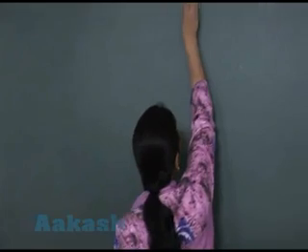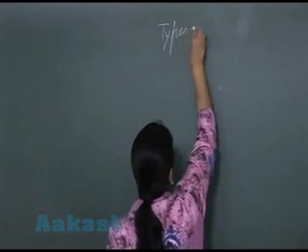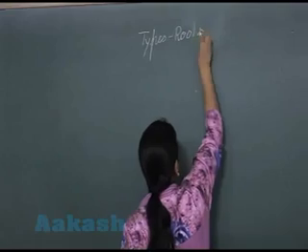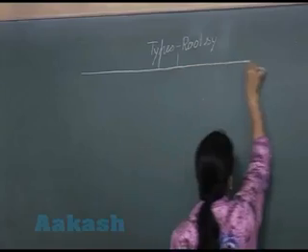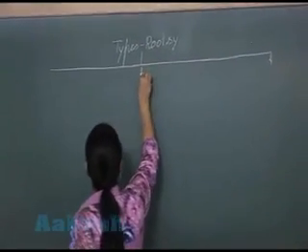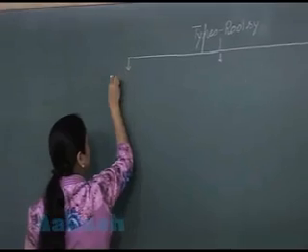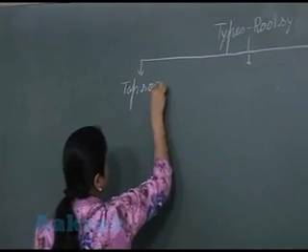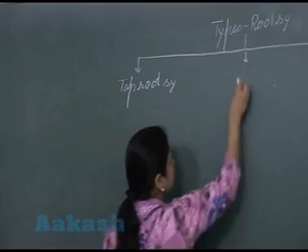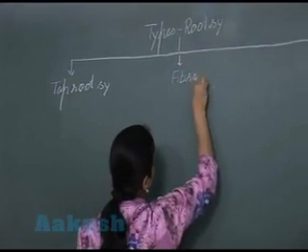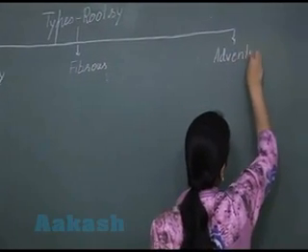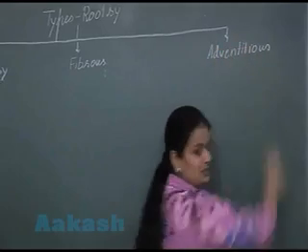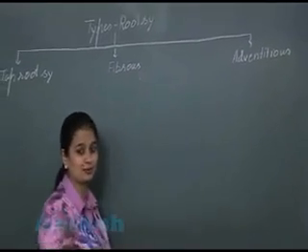So now the three types of the root system I will be dealing here. One, taproot system, then fibrous root system, the third one, adventitious root system. So let's start first with the taproot one.